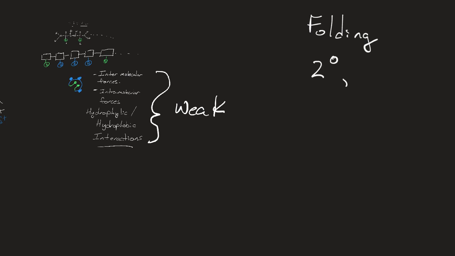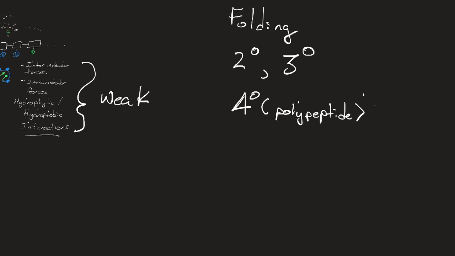So folding includes secondary and tertiary, as well as quaternary, really, since you need to fold the various proteins. Remember, quaternary means more than one polypeptide. So more than one polypeptide, all right? That's when you get into quaternary structure.